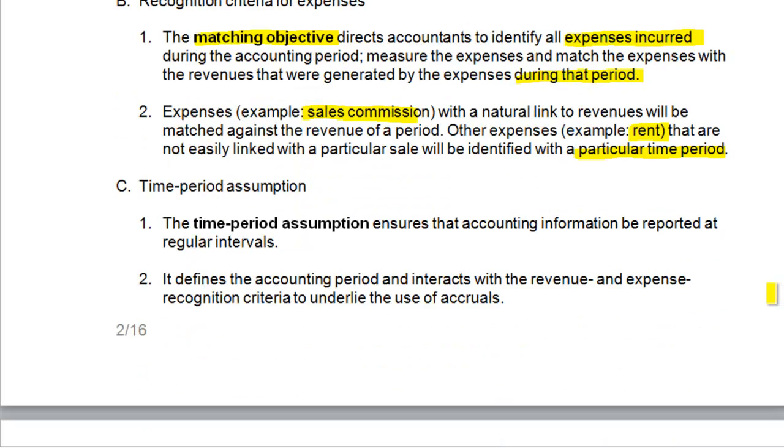All right. And then the final assumption that we're going to look at here is the time period assumption, which ensures that accounting information gets reported at regular intervals. Okay, so not just once a year, or at a minimum once a year, and sometimes on an interim basis more frequently than that.